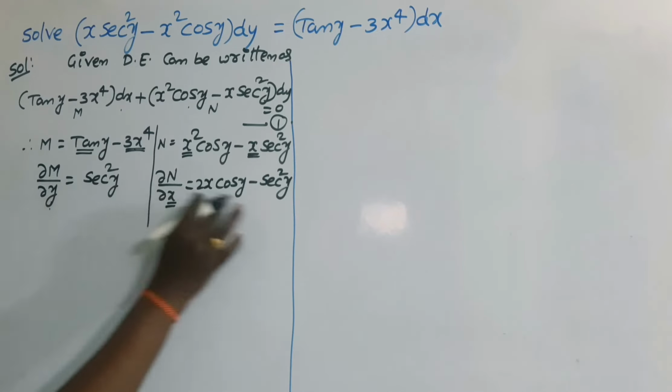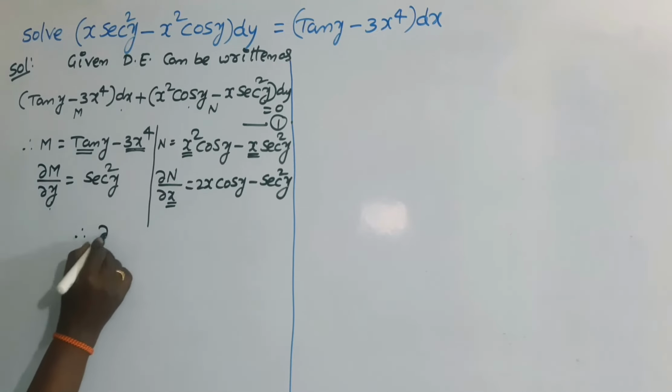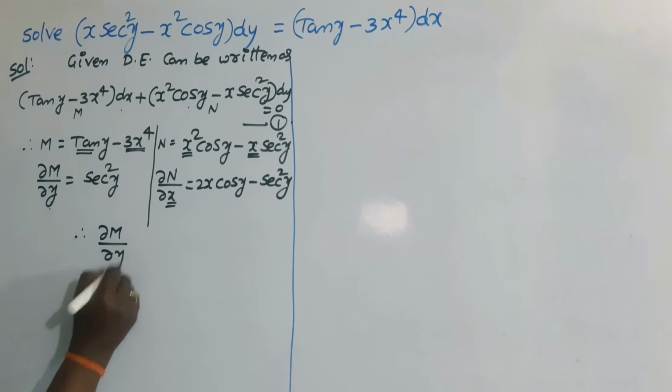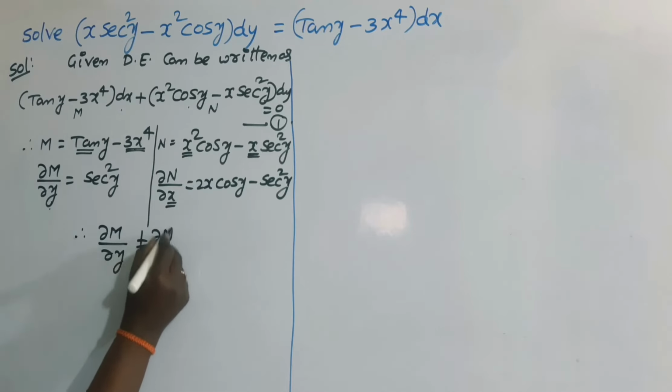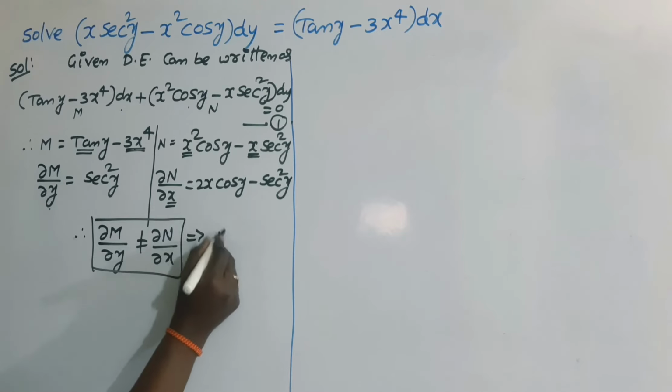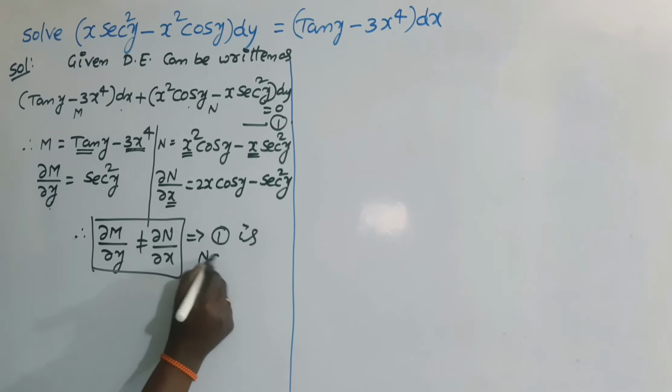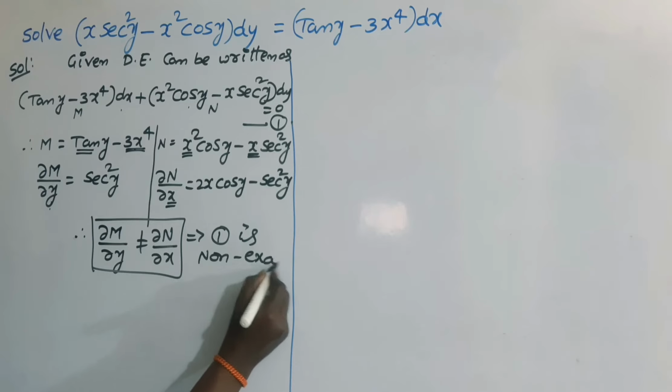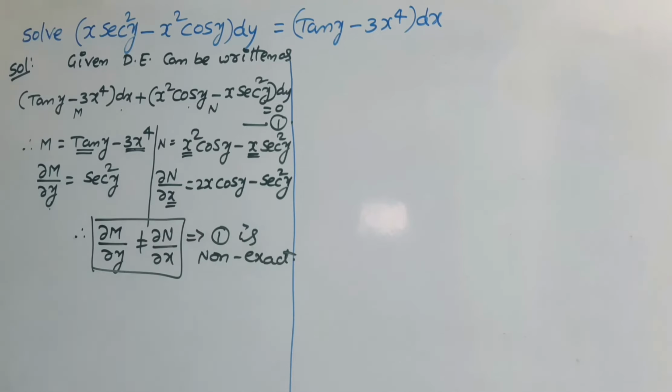Clearly we are observing that these both are unequal. So ∂M/∂y is not equal to ∂N/∂x. So we should conclude that the given equation 1 is non-exact.